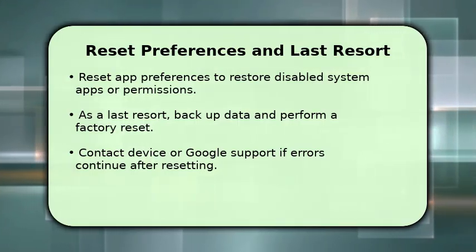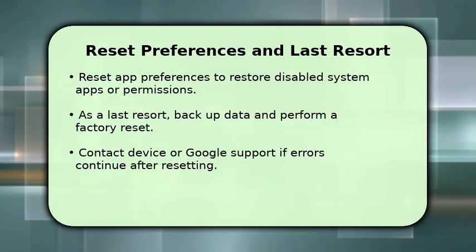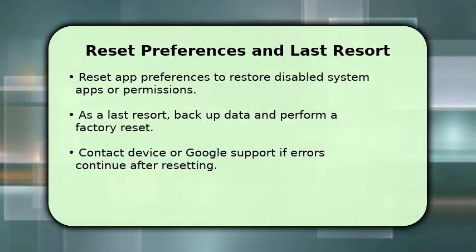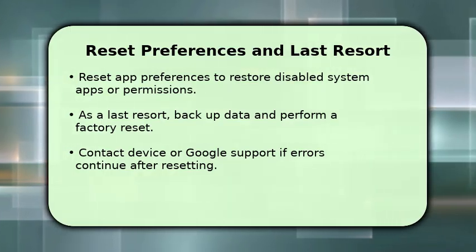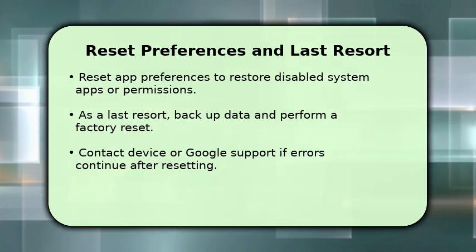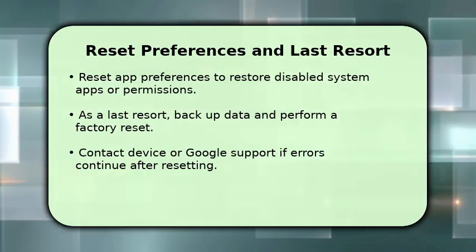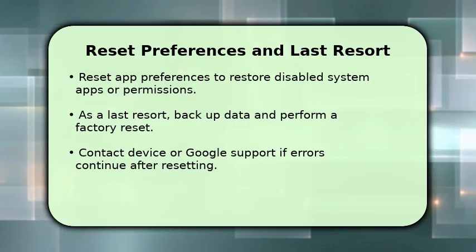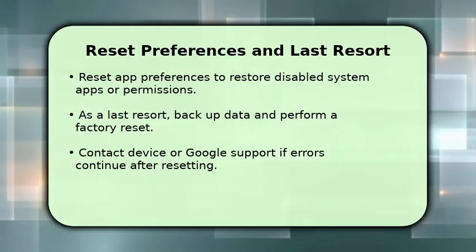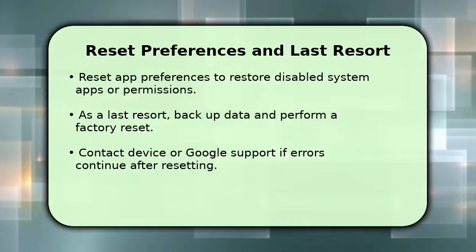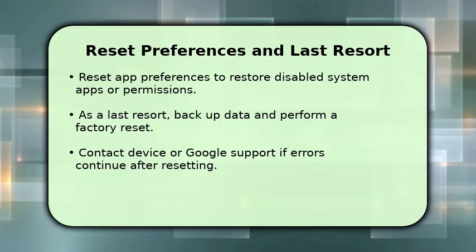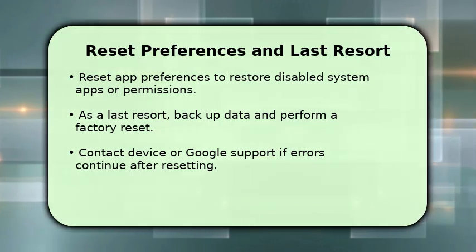Check network settings and switch between Wi-Fi and mobile data to rule out connectivity issues. Back up your important files and contacts to cloud storage or a computer before moving on. As a last resort, perform a factory reset to clear persistent system corruption and reinstall apps from scratch. If the Play Store still stops after a reset, contact your device menu.